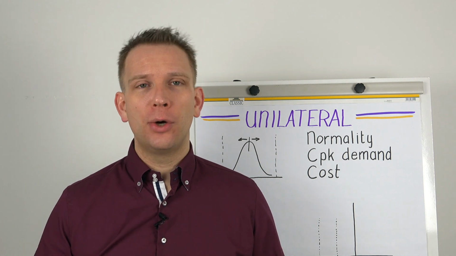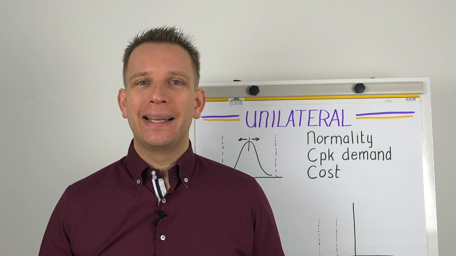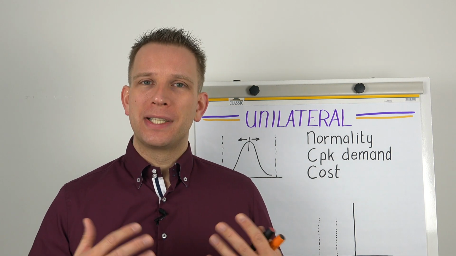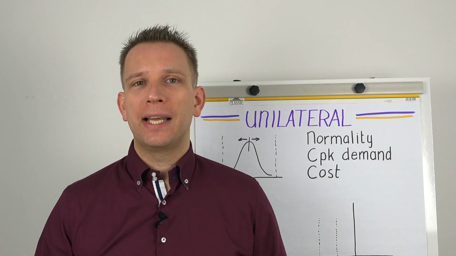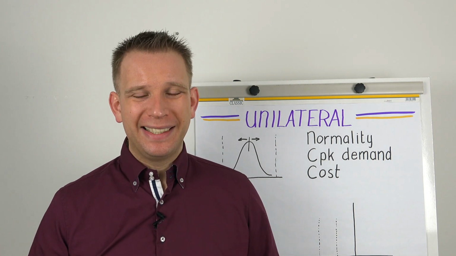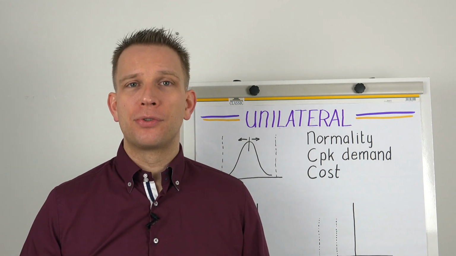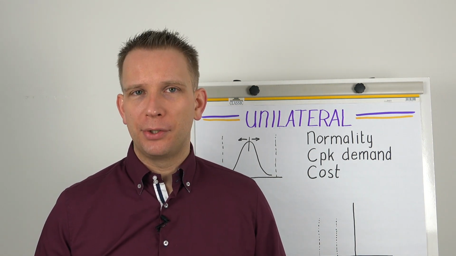And today's video actually springs forth from a question by one of you viewers, and he asked, how do you do a CPK when you have a unilateral tolerance? And at first I thought, well, it's quite simple. Didn't really give too much thought about it because, as you will see, you just drop one of the limits and basically you're done with it.